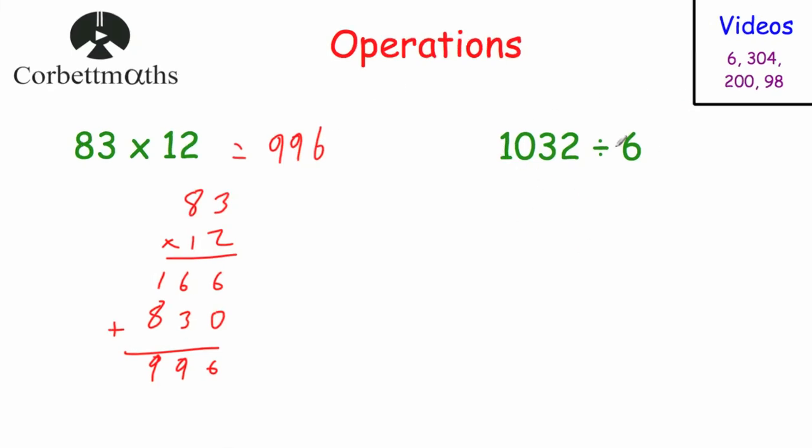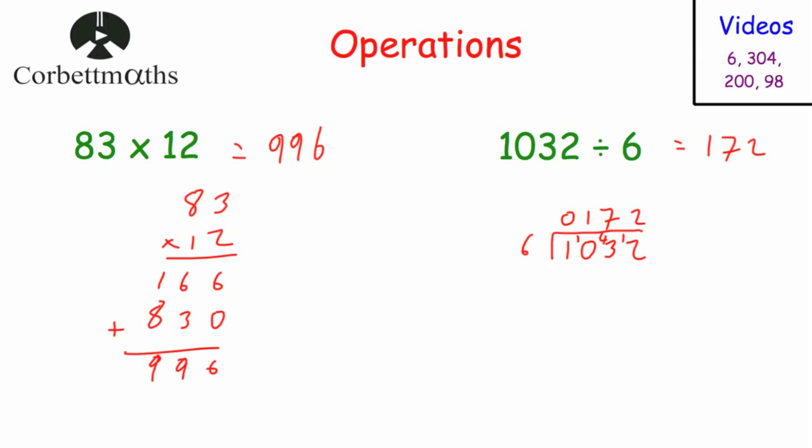Okay, our next topic, which is division, which is video 98. So we're going to do 1032 divided by 6. So I tend to use short division or the bus shelter approach. So how many 6s go into 1? Well, that's 0, remainder 1. How many 6s go into 10? Well, 1, remainder 4. How many 6s go into 43? Well, 7 times 6 is 42, so it's going to be 7, remainder 1. And how many 6s go into 12? Well, that's 2. So we've got 172, so our answer is 172.